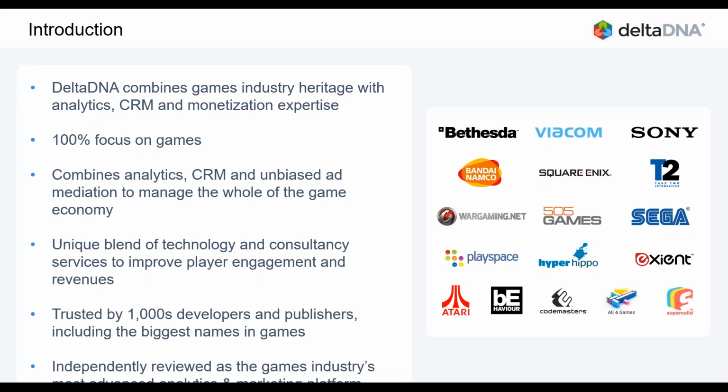So just quickly, before we jump into the ad strategies, I want to talk a little bit about who we are and how we know so much about ads. deltaDNA is an industry leader in analytics, CRM, and monetization. We have a platform with 100% focus on games for providing this as a service. We have a unique blend of technology and consultancy services, which really is aimed at driving player engagement.